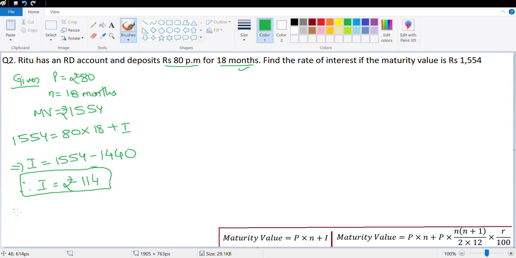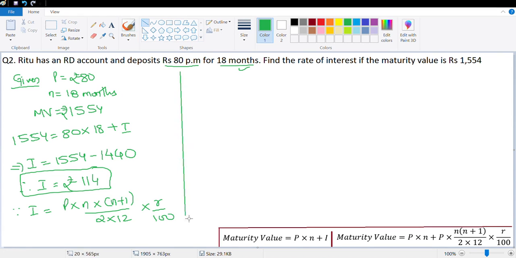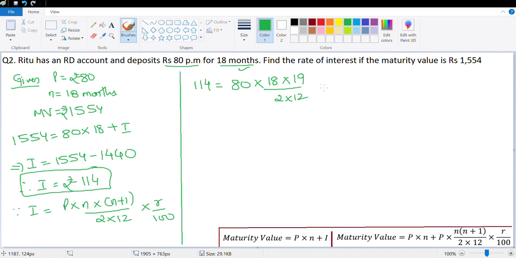So we know, since I is equal to P into n into n plus 1 upon 2 into 12 multiplied with R upon 100, let's substitute values, which means 114 will be equal to P, which is 80 multiplied with n, which is 18 into 19 upon 2 into 12 into R, which we do not know, upon 100. Let's cancel this 0. This is 4 into 2 and this is 4 into 3. This is 3 into 1. This is 3 into 6. This is 2 into 1. This is 2 into 3.